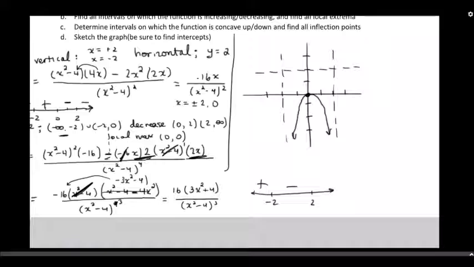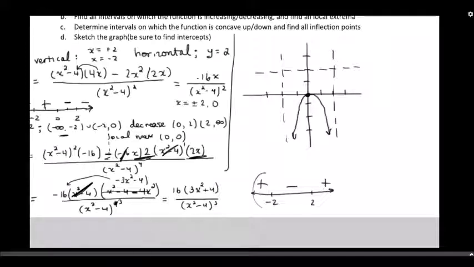And then if I choose a test point on this interval, 3 for example, and plug it in for that x, 3 squared is positive, minus 4 is still positive, to the third power still makes it positive. The numerator is always positive, so a positive divided by a positive is positive.